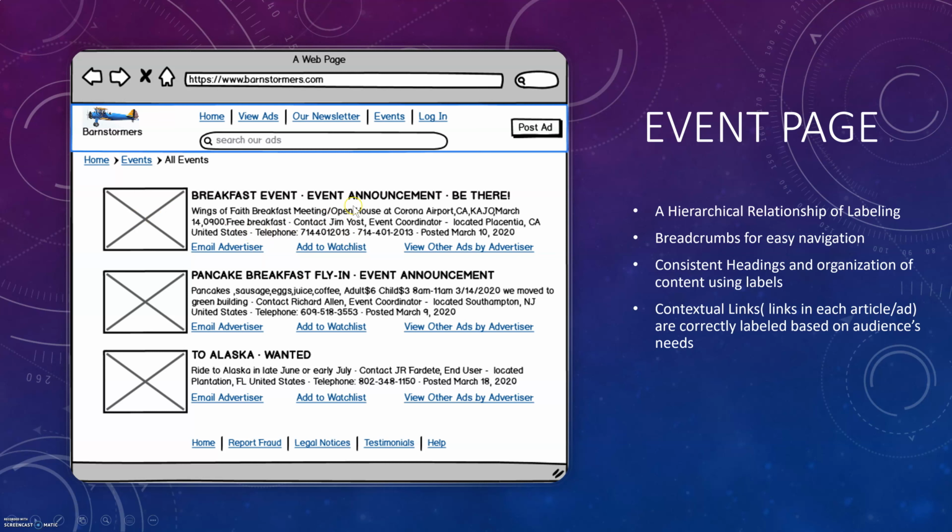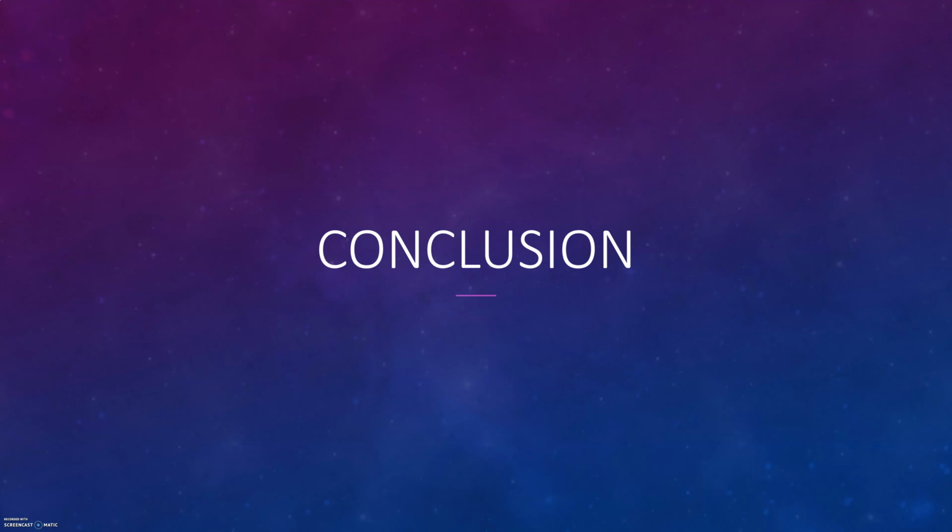Contextual links were also in the summary, so "contact Jim Host" was hyperlinked, and also "email advertiser." By doing this, we eliminated the confusion of having the user figure out where to click. It's clear and it's concise.